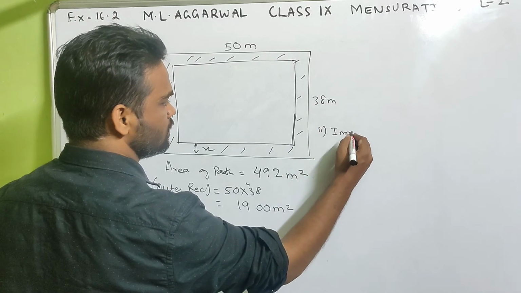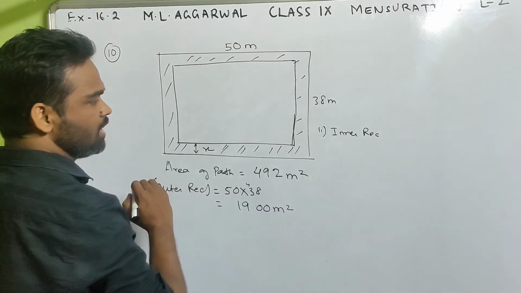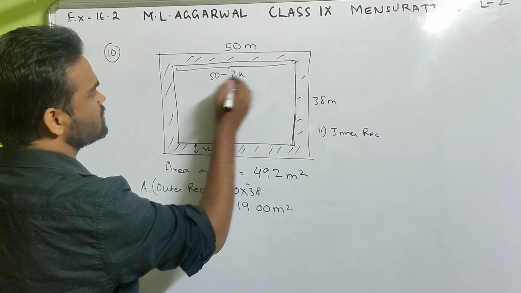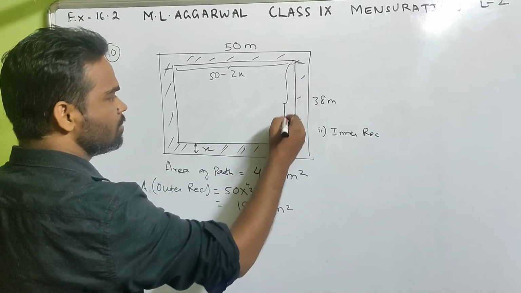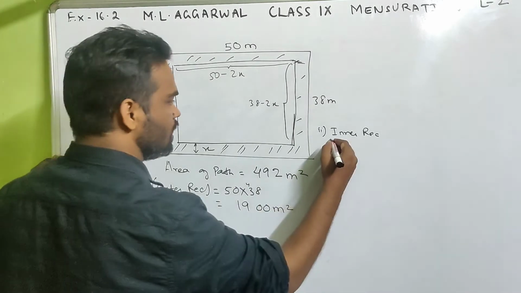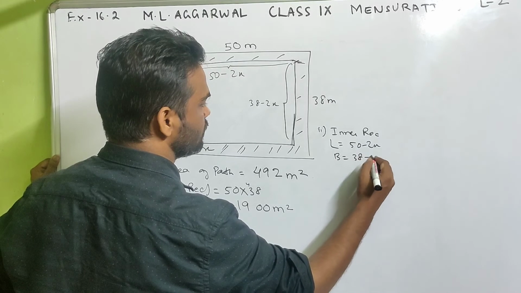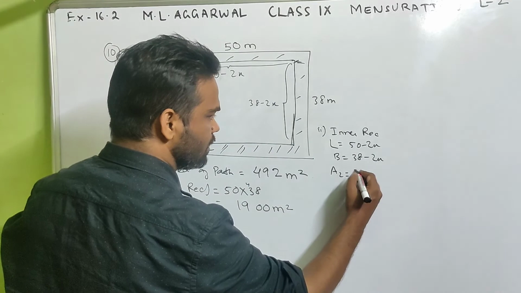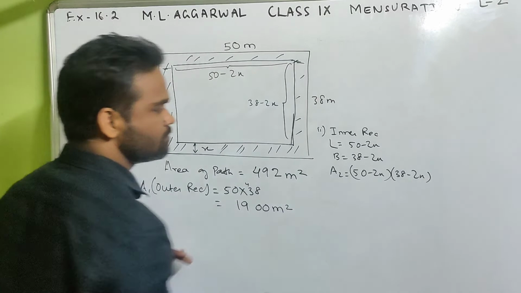For the inner rectangle, I have taken the width of the footpath to be x. So the length will be 50 minus 2x, and similarly the breadth will be 38 minus 2x. Yes or no? So the length is 50 minus 2x, the breadth is 38 minus 2x. So what will be the area? A2 is length into breadth: 50 minus 2x multiplied by 38 minus 2x.